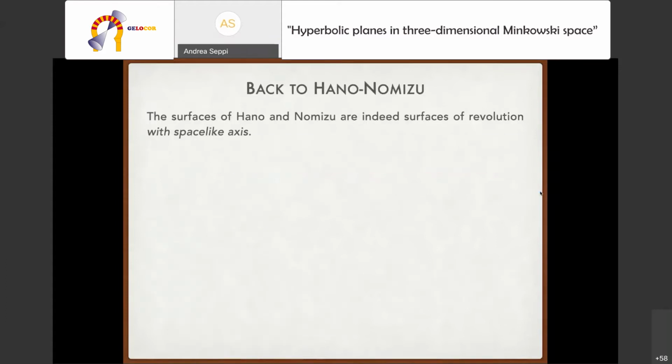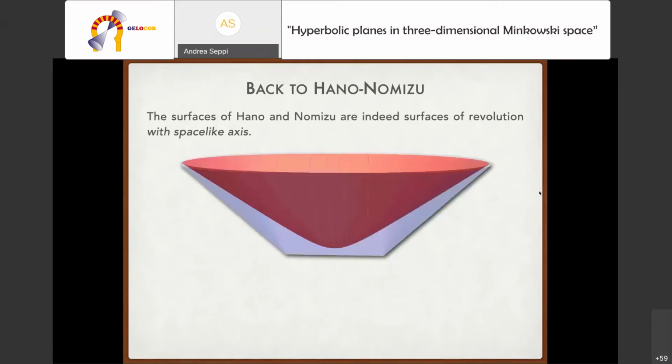So after this remark on Euclidean rigidity, let's go back to the Ano and Umezu examples. The examples produced by Ano and Umezu are somehow constructed in a similar way. So there are surfaces of revolution, but now with a space-like axis, meaning that we take a one-parameter family of isometries of Minkowski space, which fixes a horizontal, let's say the x-axis. And what you get is a surface like that. That's the surface that I've shown before, the red one.